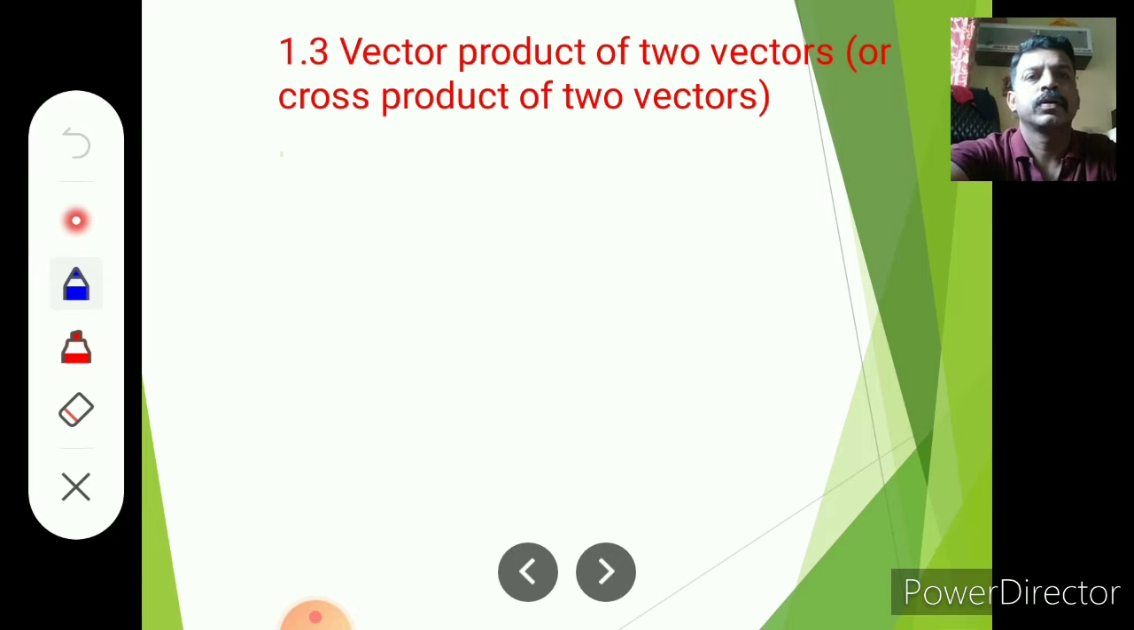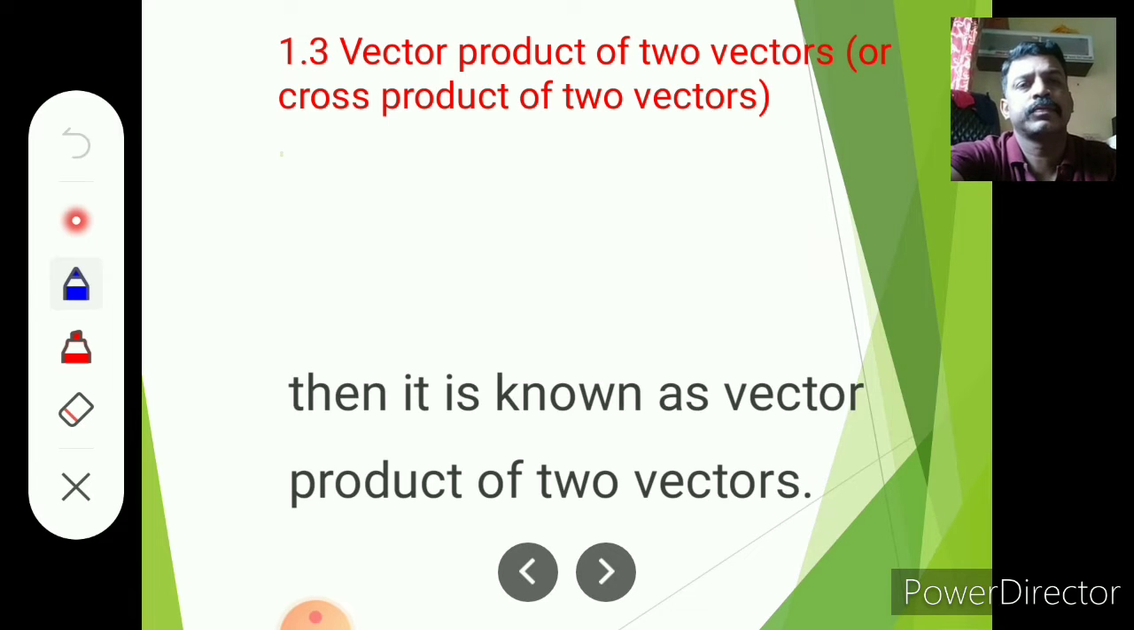So first point, vector product of two vectors or cross product of two vectors. Suppose again we consider vector A and vector B, and if we take its cross product, then the cross product of two vectors is the magnitude of the first vector, times the magnitude of the second vector, times the sine of the angle between them. In this way we can state the definition of vector product.